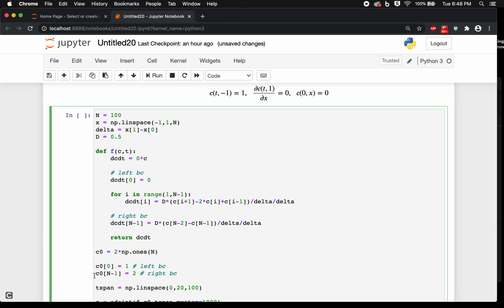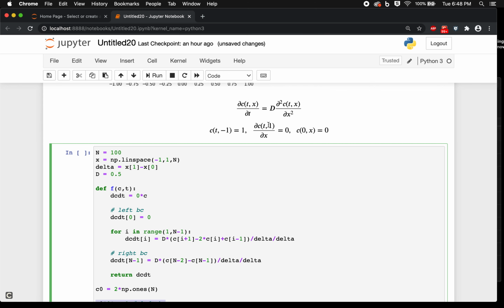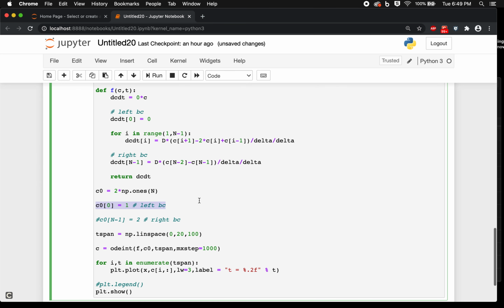And since we have a no flux boundary condition, we can get rid of this right boundary condition. So I'm going to comment it out. We only need this one because at the right-hand side, while the derivative is equal to 0, the value, in this case, is going to be equal to 0. So it's no longer equal to 2. It's equal to 0 at the right-hand side because we're no longer fixing it. Everything else is the same.